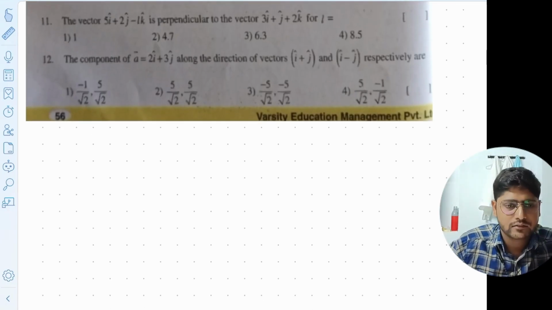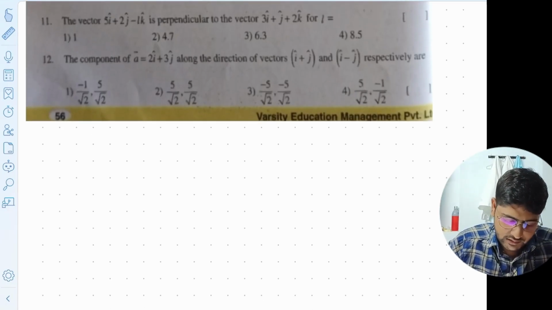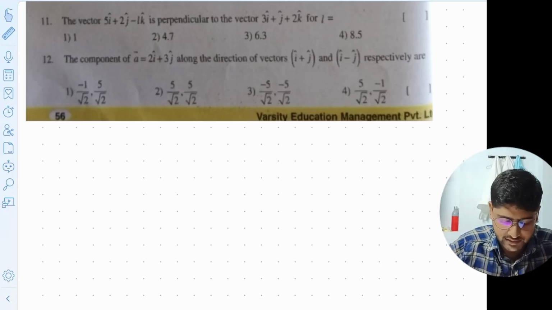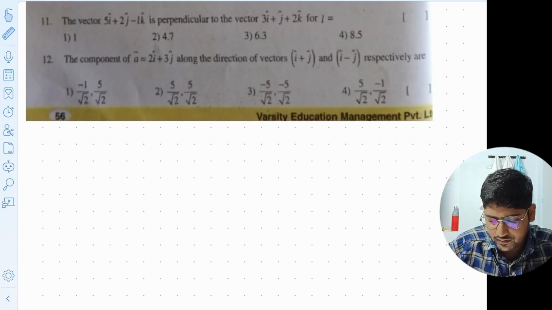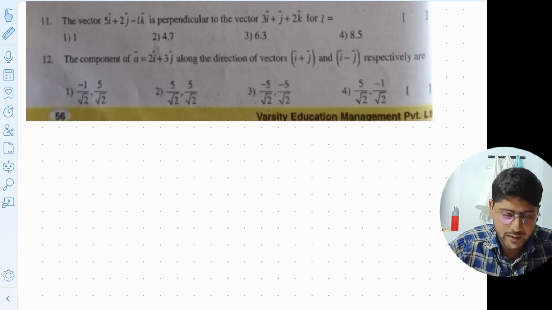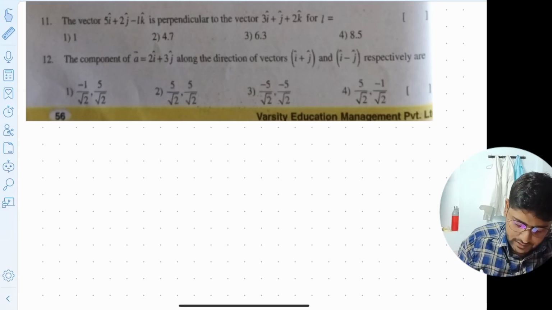Okay. Now question number 11. The vector 5i cap plus 2j cap minus l k cap is perpendicular to the vector 3i cap plus j cap plus 2k cap. Then what will be the value of l? Perpendicular means if we do the dot product.